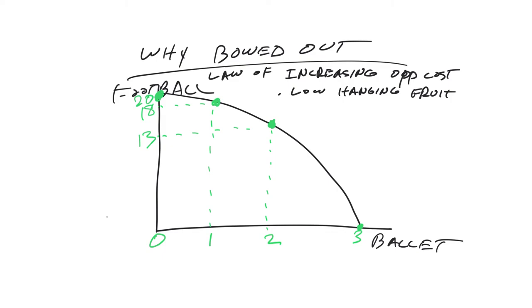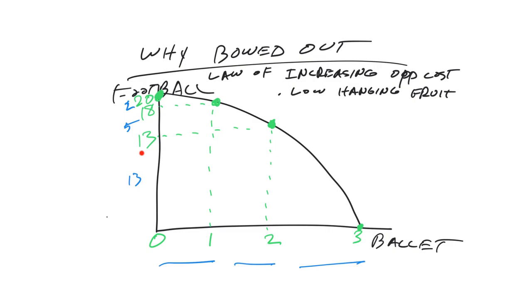So the opportunity cost for the first ballet was 2, for the second ballet was 5, and for the third ballet is 13. So we've got 1, 2, 3 opportunity costs going from 2 to 5 to 13. Law of increasing opportunity costs, that is what we mean, that the more we produce of something, the more we have to give up of something else because of that low-hanging fruit.